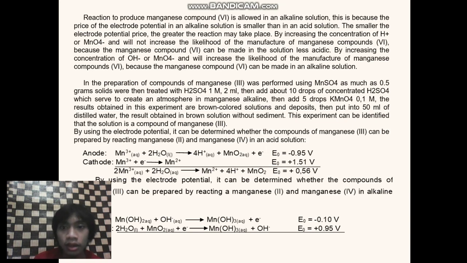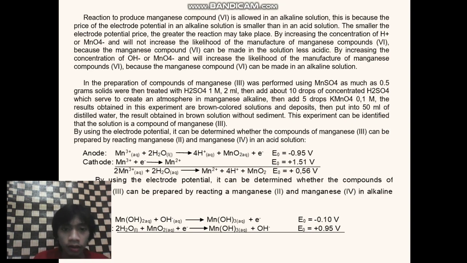can be made in a less acidic solution, by increasing the concentration of OH or MnO4, which will increase the likelihood of the manufacture of manganese compound 6, because manganese compound 6 can be made in an alkaline solution.